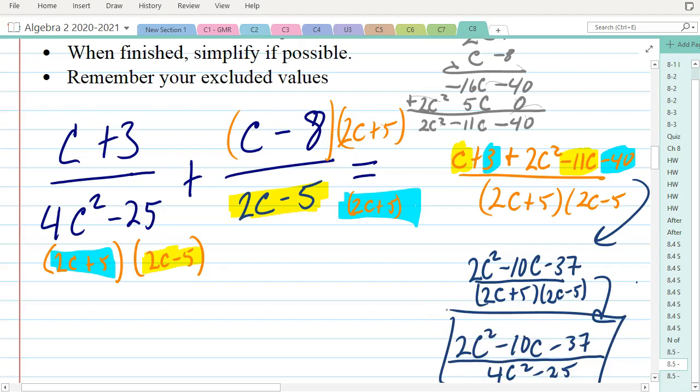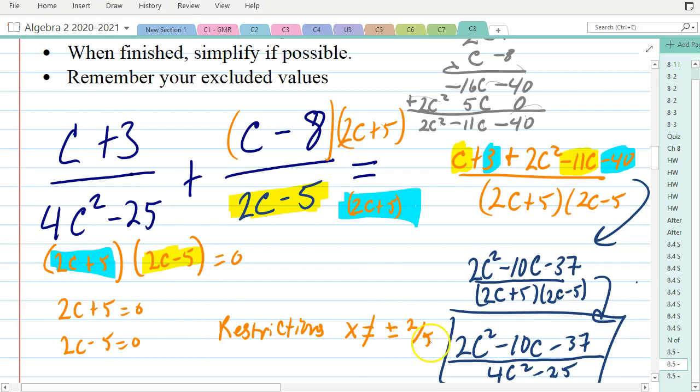I simply just multiplied them back. And don't forget to find their excluded values. And remember, these are actually your restrictions right now. We call them excluded values when we're solving. Take your denominator and set it equal to 0. Then solve it. And we get that our restrictions are x cannot equal plus or minus 2/5. And when I say x, I really meant to say c.